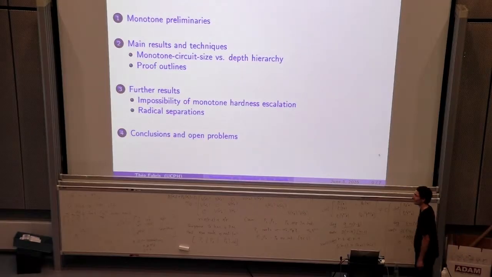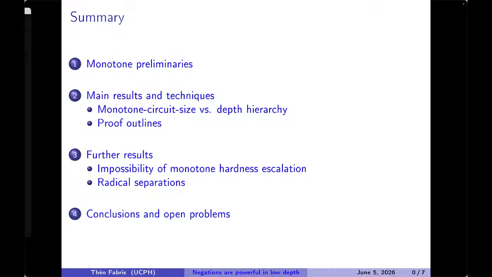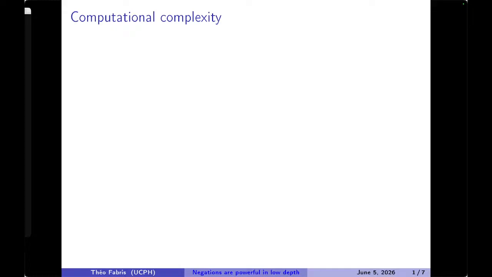Okay, so my plan for this talk is to give you a few definitions, just to make sure that everyone knows the definitions, and then I'm going to state the main results of this paper and then prove them. And if I have time, we can talk more about further results, which relate algebraic complexity and Boolean complexity in the monotone setting. Then I'll finish with some conclusions and open questions.